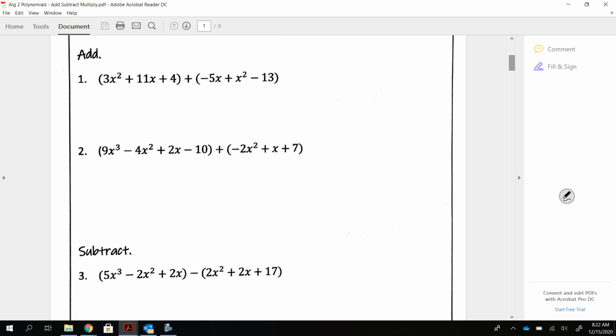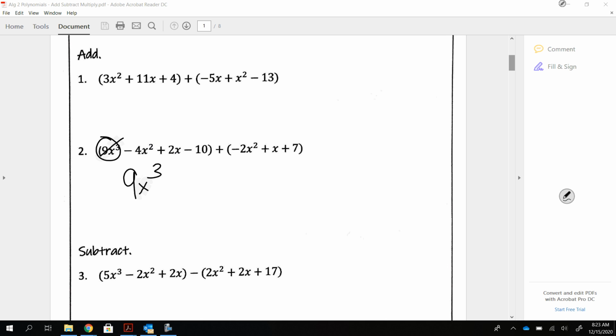Number 2, we have 9x cubed minus 4x squared plus 2x minus 10. That's a lot of numbers. And then plus, in new parentheses, negative 2x squared plus x plus 7. All right, so let's go through it. I like to start with the highest exponent, this 9x cubed. We look over here. Does it have anything to combine with? No. So all that happens is we just drop it as part of the answer. It doesn't just go away, it is part of the answer. So that's done.